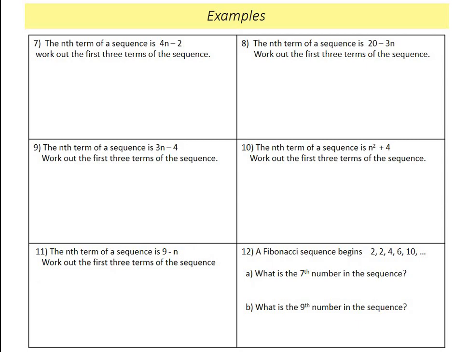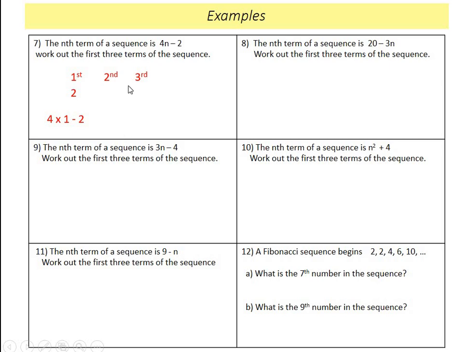The next set of examples, you're given the nth term. It may look confusing, but it's actually quite easy. The nth term of the sequence is 4n minus 2, and we want to know the first 3 terms of the sequence. So for the first term of the sequence, I need to do 4 lots of 1, take away 2. 4 times 1 is 4, take away 2 is 2.